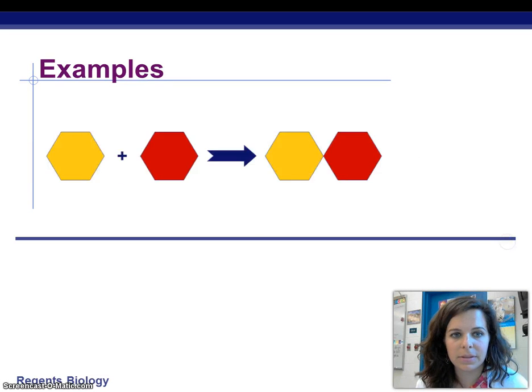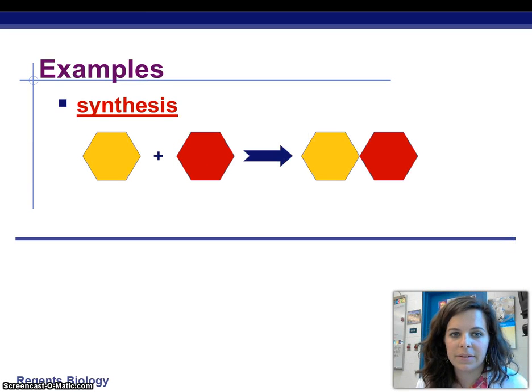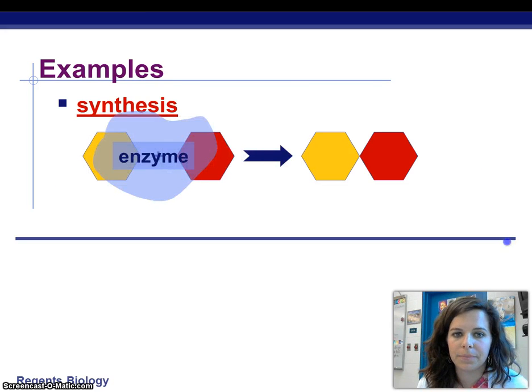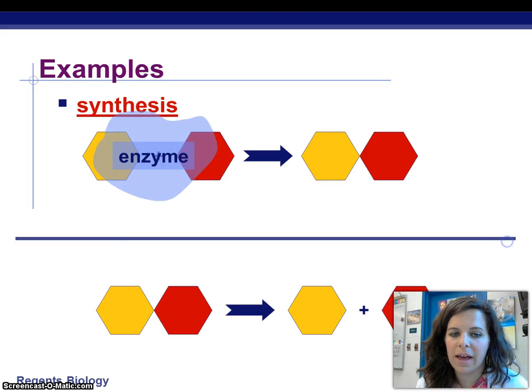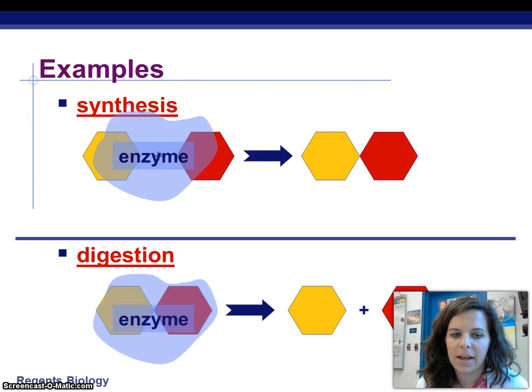Some examples of synthesis enzymes. You can write this on the right-hand side under where it says examples. You can draw this picture. So we have the enzyme that comes in, and it puts those two molecules together. It synthesizes a bigger molecule. Or you can have digestion. And in that case, the enzyme is going to come in, and it's going to break those two molecules apart and make two new molecules that are smaller. So again, you can draw those pictures under examples on your right-hand side.